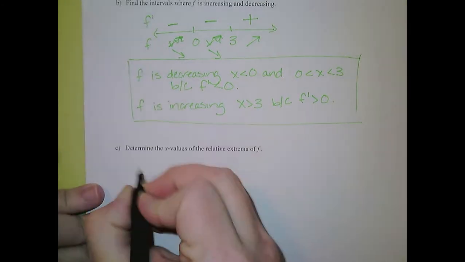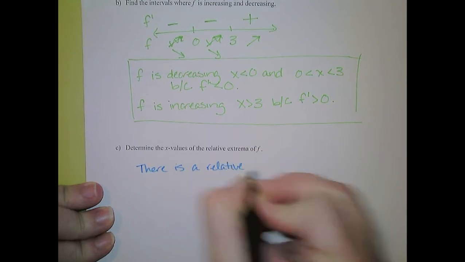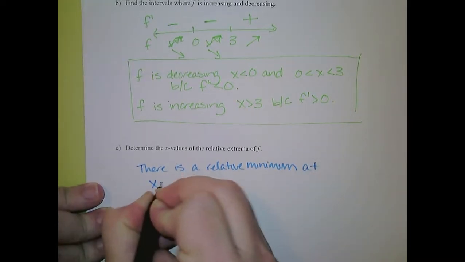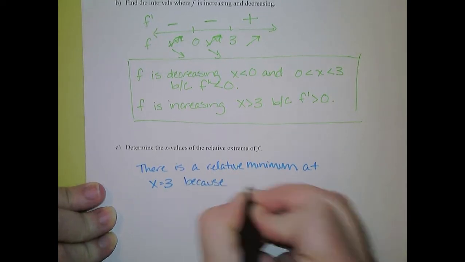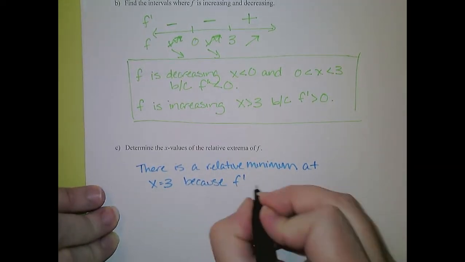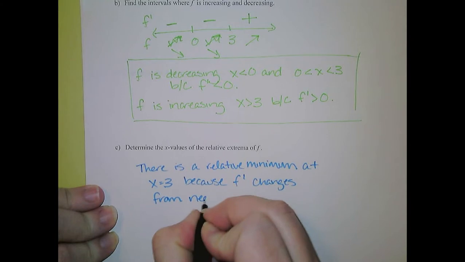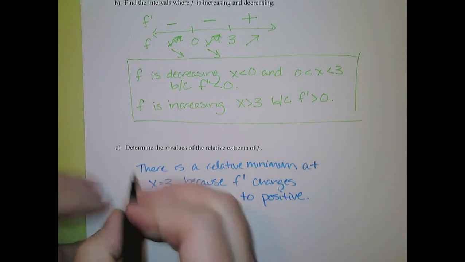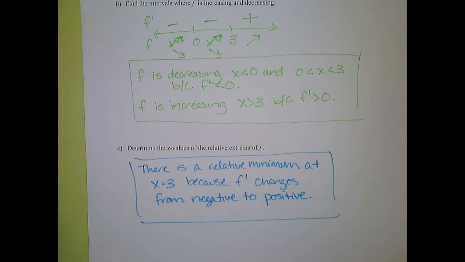So we can say that there is a relative minimum at x equals 3. And we know that because the first derivative of f changes from being negative to positive. And again, it's our first derivative test that gives us that information that we're applying there.